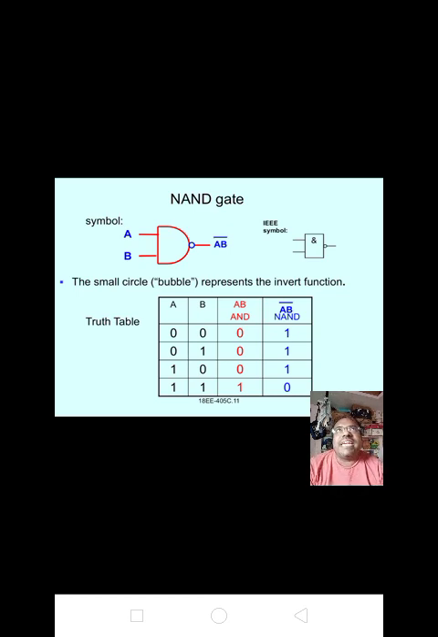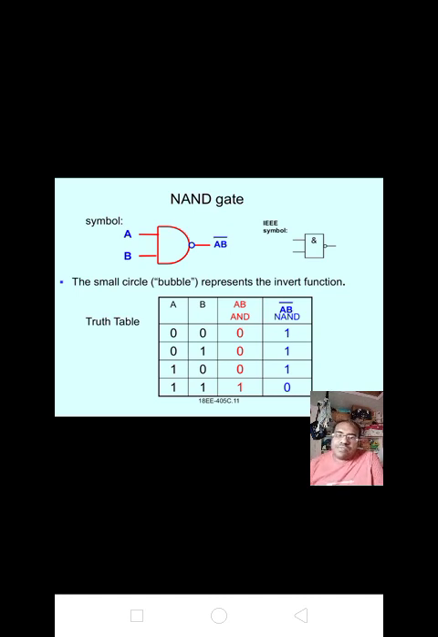The truth table of the NAND gate is as follows. A and B are the 2 input variables, and the inputs for the NAND gate are 4, that is 2 power 2 equal to 4: 0, 1, 2, 3. The binary code for 0 is 0, 0, for 1 is 0, 1, for 2 is 1, 0, for 3 is 1, 1. For the AND gate, A into B: 0 into 0 is 0, 0 into 1 equal 0, 1 into 0 equal 0, 1 into 1 equal to 1.